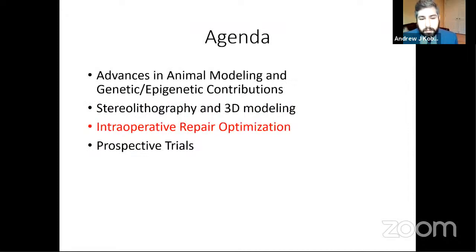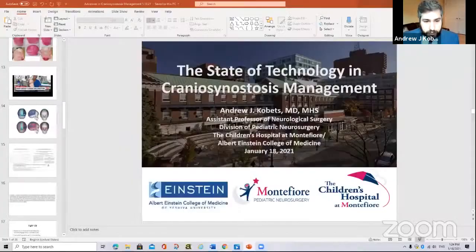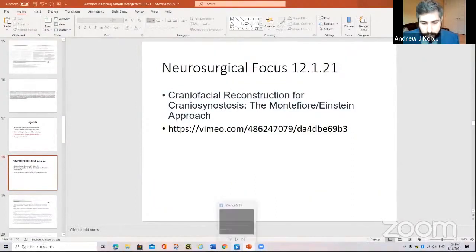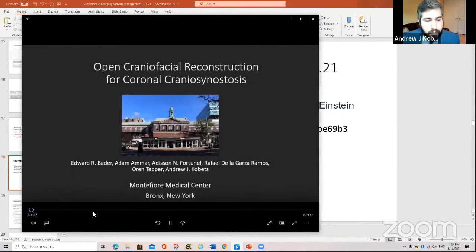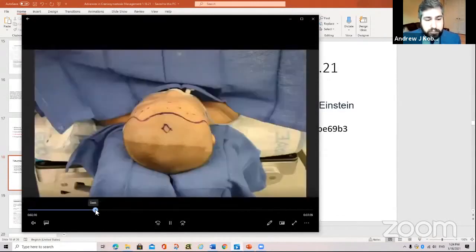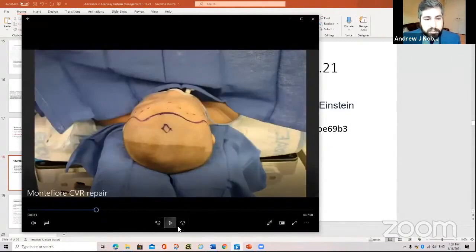Now, I just want to discuss a little bit how we're leading the charge in regards to not only providing these models, but also evaluating intraoperatively, in real time for this patient, whether our reconstruction is meeting the goals that we are looking to achieve based on our preoperative models. And I can jump over very briefly to a video that we recently had accepted to Neurosurgical Focus, where we describe our technique that we're using at Montefiore Medical Center, that Dr. Tepper, Dr. Goodrich, and Dr. Abbott have been working on for quite some time.